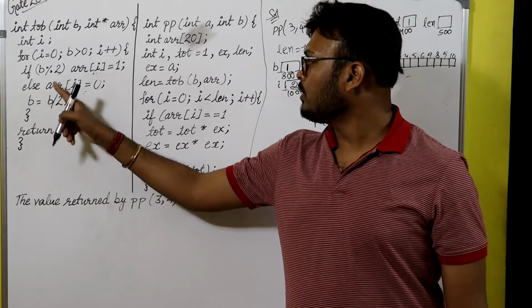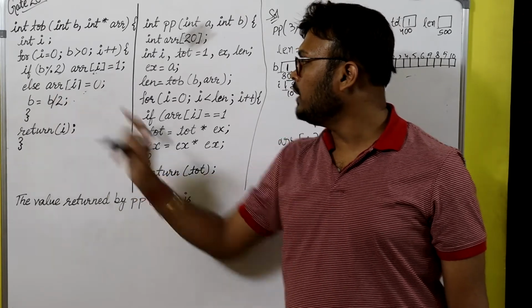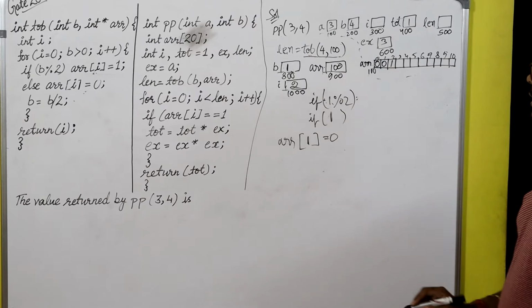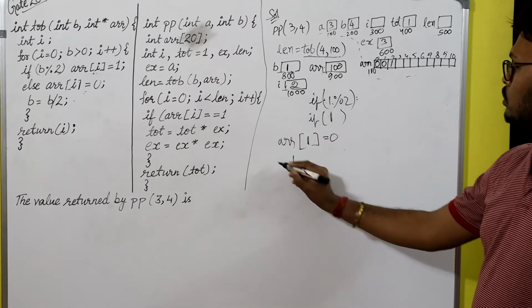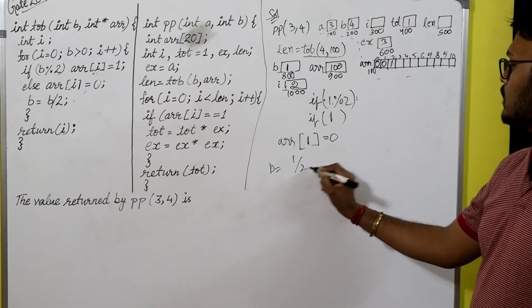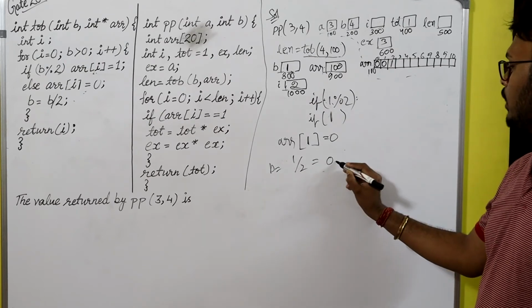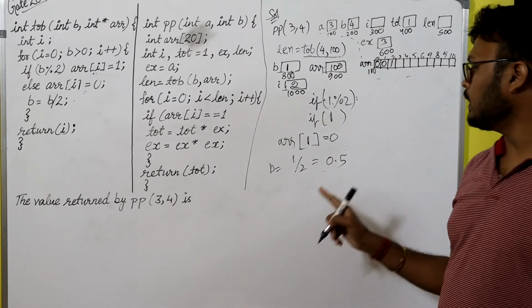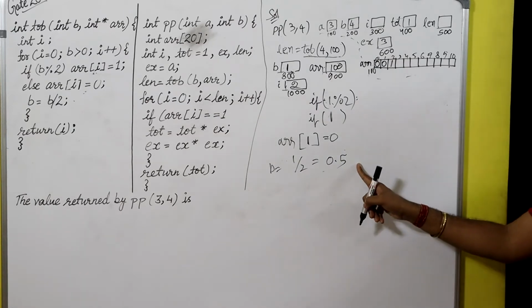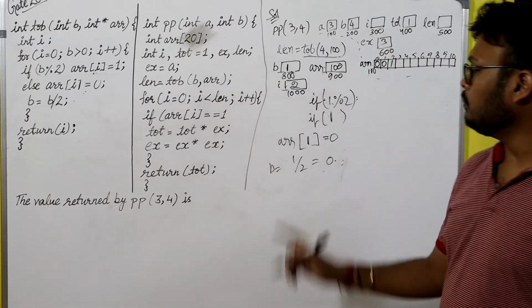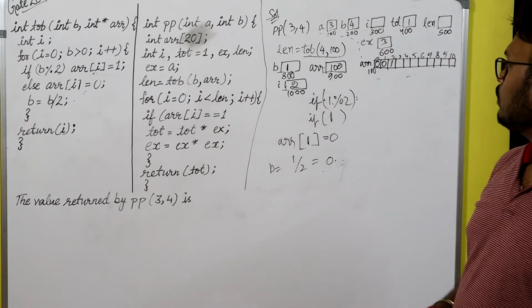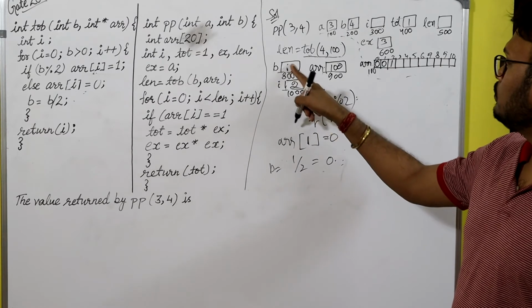Okay, so after the else part, what's written here? B is equal to B by 2. It means B will be divided by 2. So what is the value of B? 1. So B is equal to 1 by 2. What is 1 by 2? 0.5. Since it is an integer, we will not consider the fraction part. So 1 by 2 is 0. So now B is equal to 0. Let's write here 0.